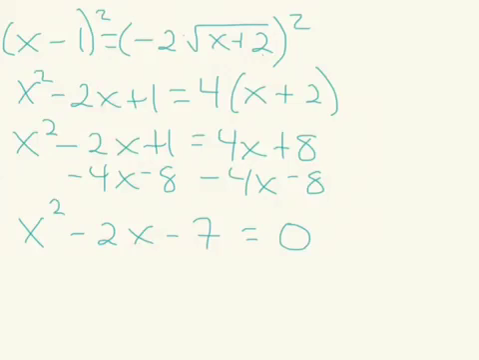Oh, x squared. Wait a minute. That's not right. How about negative 2 minus 4 is 6? There we go.